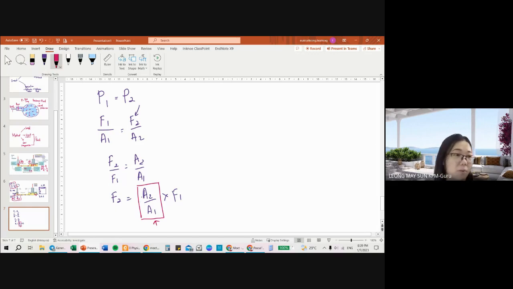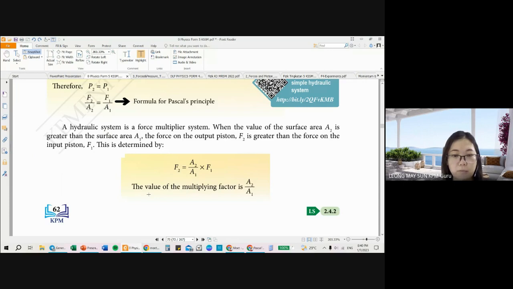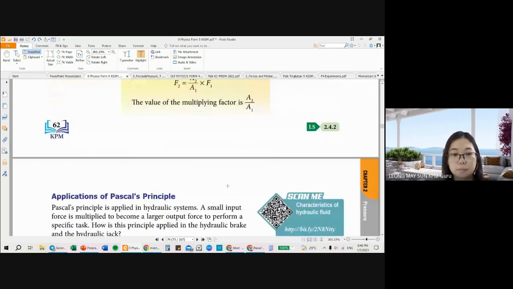All right, it depends on you. If you want to memorize, go ahead. But I'm very scared that later they ask for force F1. So if it's force F1, then you have to flip this around. That's the reason why I don't really memorize it. I already memorized the general formula for pressure, so I'll just derive this out usually. Okay, so I hope that's okay with you guys. So that's why I say the value of the multiplying factor is actually A2 over A1. It's the ratio of the area.